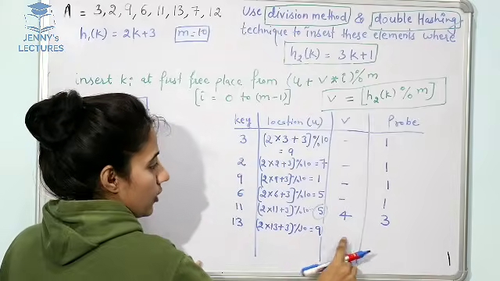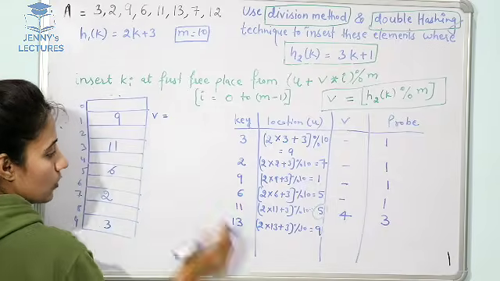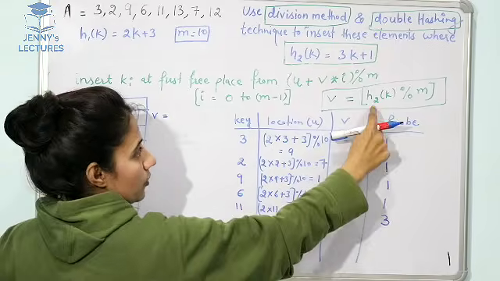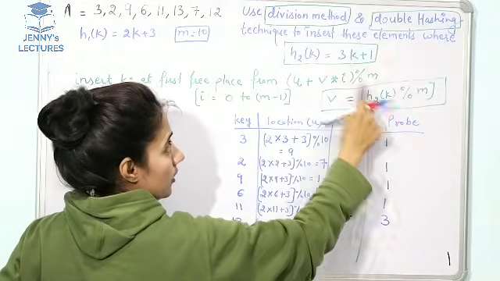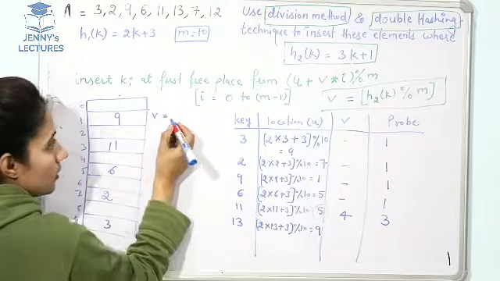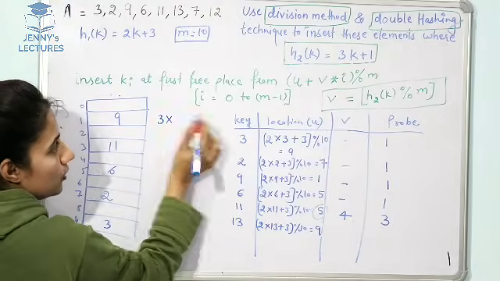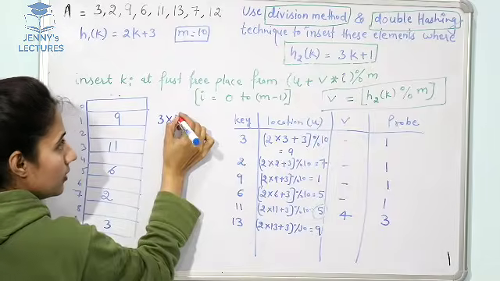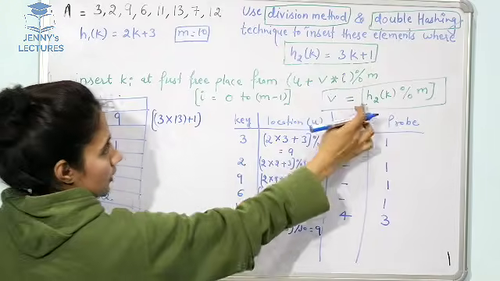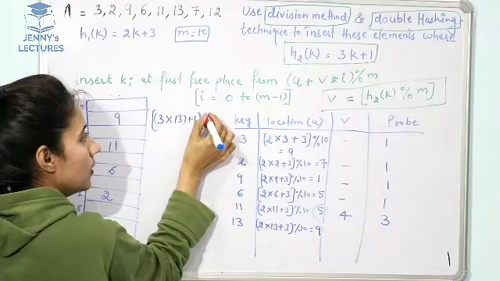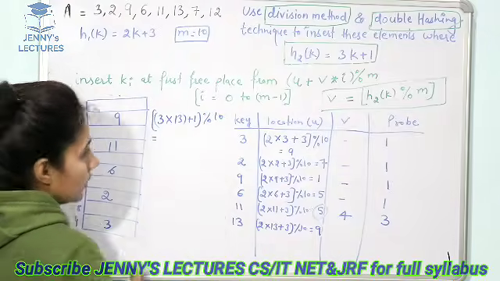We will calculate value of v first of all. What is value of v for 13? Value of v would be calculated using this formula, h2(k) mod m. Now what is h2(k)? 3k plus 1. Value of v would be 3 into, what is value of k here? 13, plus 1. h2(k) is this one, mod m. M is 10.